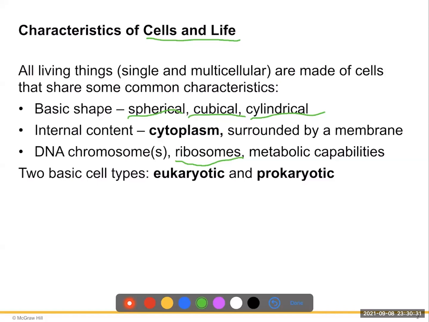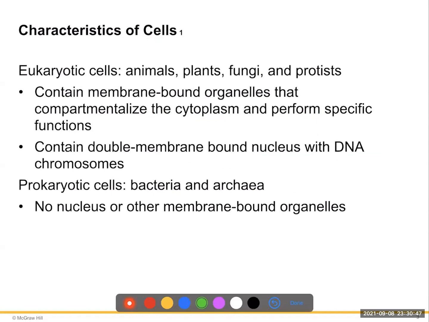There are two types of cells, eukaryotic and prokaryotic. We talked about those before. Prokaryotic means before the nucleus. So bacteria are prokaryotes. Eukaryotes are human cells. They have a nucleus. Eukaryotic cells are animal cells, plant cells, fungi, and protists. They contain membrane-bound organelles that compartmentalize the cytoplasm and perform specific functions.